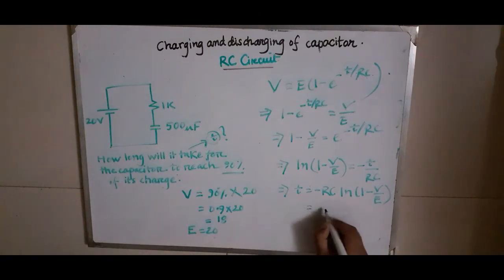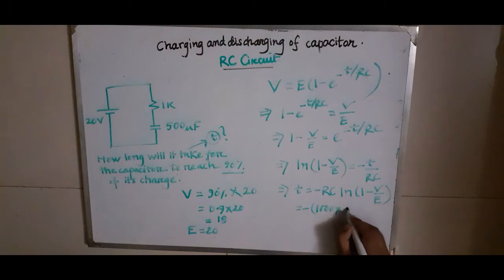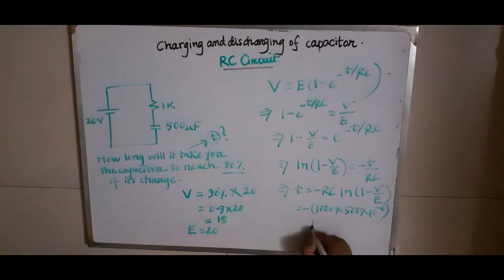So R has a value of 1000, C has a value of 500 times 10 to the power minus 6, then ln of 1 minus V over E, where V is 18 and E is 20. If we simply calculate this, we will get our final answer as 1.15 seconds. So this is our final answer.